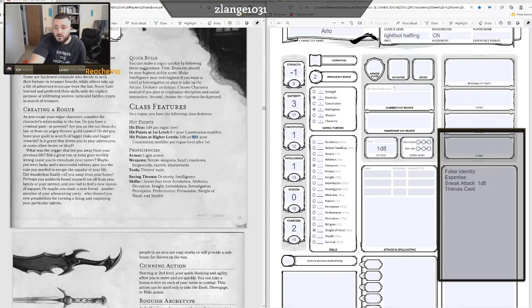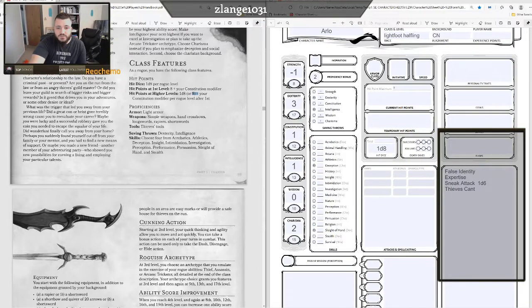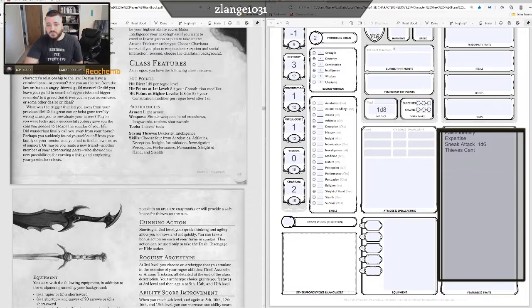Proficiencies. We are proficient with light armor. We will remember that when we go armor shopping. Weapons. We are proficient with simple weapons, hand crossbows, long swords, rapiers, and short swords. Again, we'll remember that for when we go shopping. Proficiency with tools. We are proficient with thieves' tools, just for being a rogue. So we can come down here and write thieves' tools. Because rogues, thieves' tools are actually very handy.